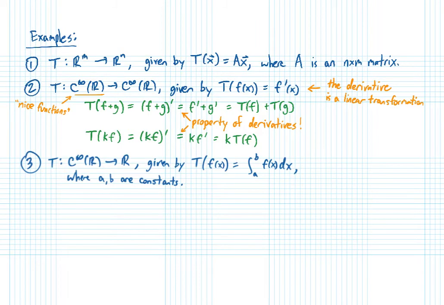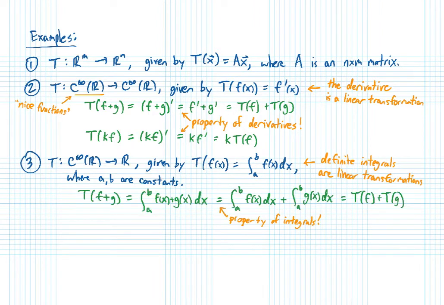So here's another example that involves functions and calculus. If you have a function, then you can calculate the integral from a to b of that function, where a and b are some constants, and the result is a number. So this definite integral is a transformation that takes functions as inputs and produces numbers as outputs. And the fact that this is a linear transformation comes from properties that you used throughout your calculus classes.